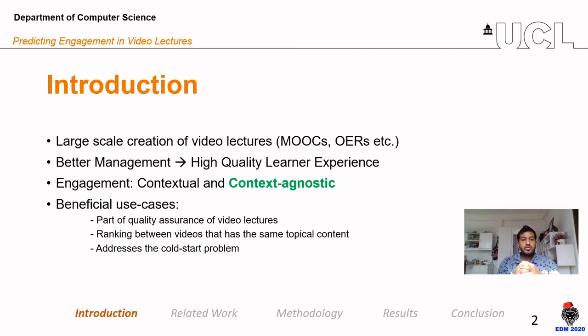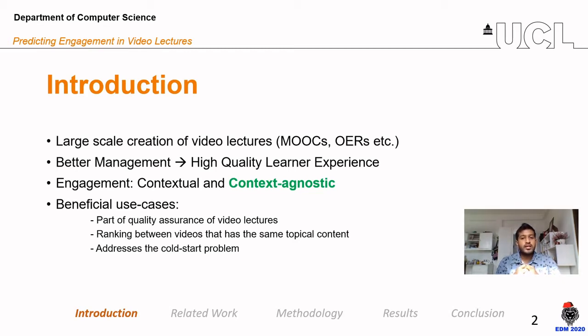When we think about learner engagement, we recognize two types of engagement. There is contextual engagement, which relates to the context of the learner. What this means is the engagement that arises from the interests of the learner, the learning goals of the learner, and it could also arise from the emotional state or the affective state of the learner.